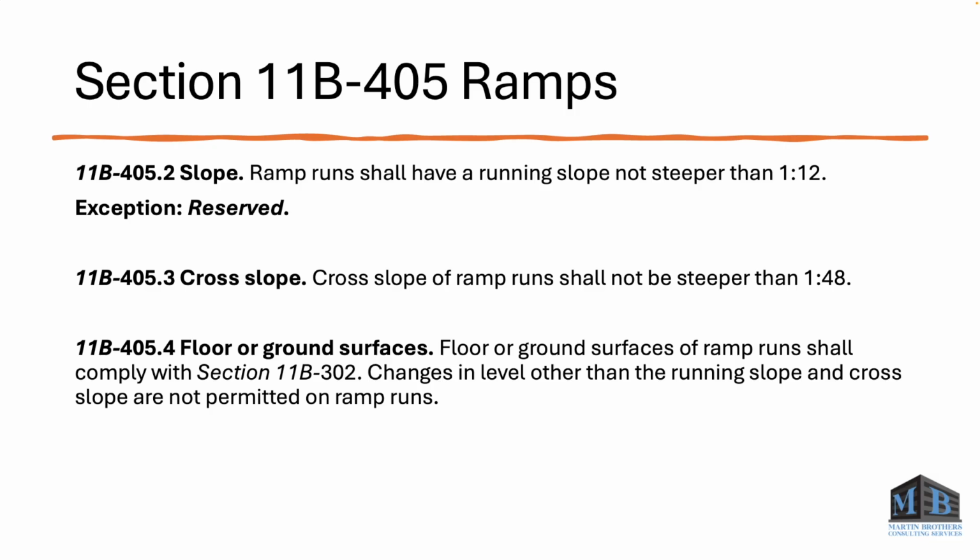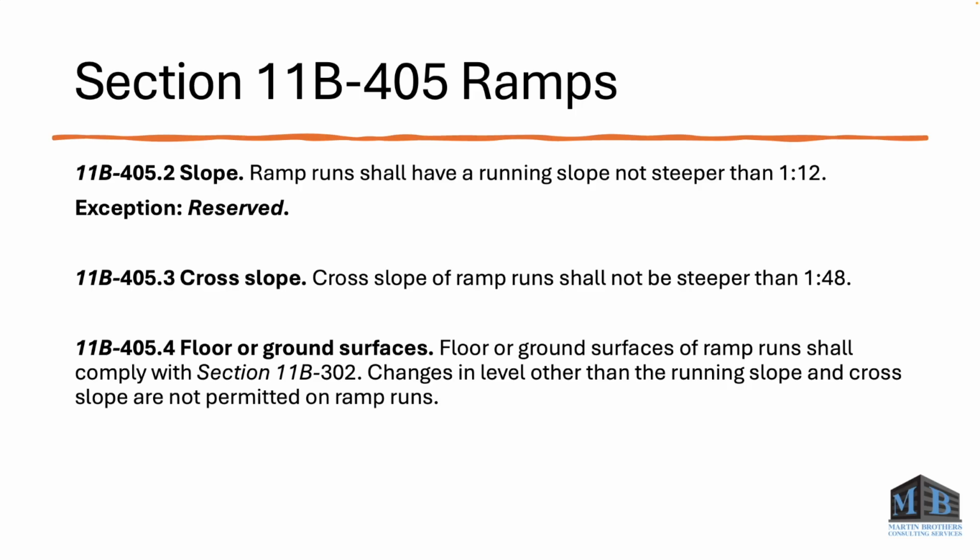Slope. 11B405.2 ramp runs shall have a running slope not steeper than 1 to 12. That is 8.33%. There's an exception here, but it's not adopted by California. I believe the ADA does adopt it, but whatever it says, California does not care about. 11B405.3 cross slope. Cross slopes of ramp runs shall not be steeper than 1 to 48, which is 2%.